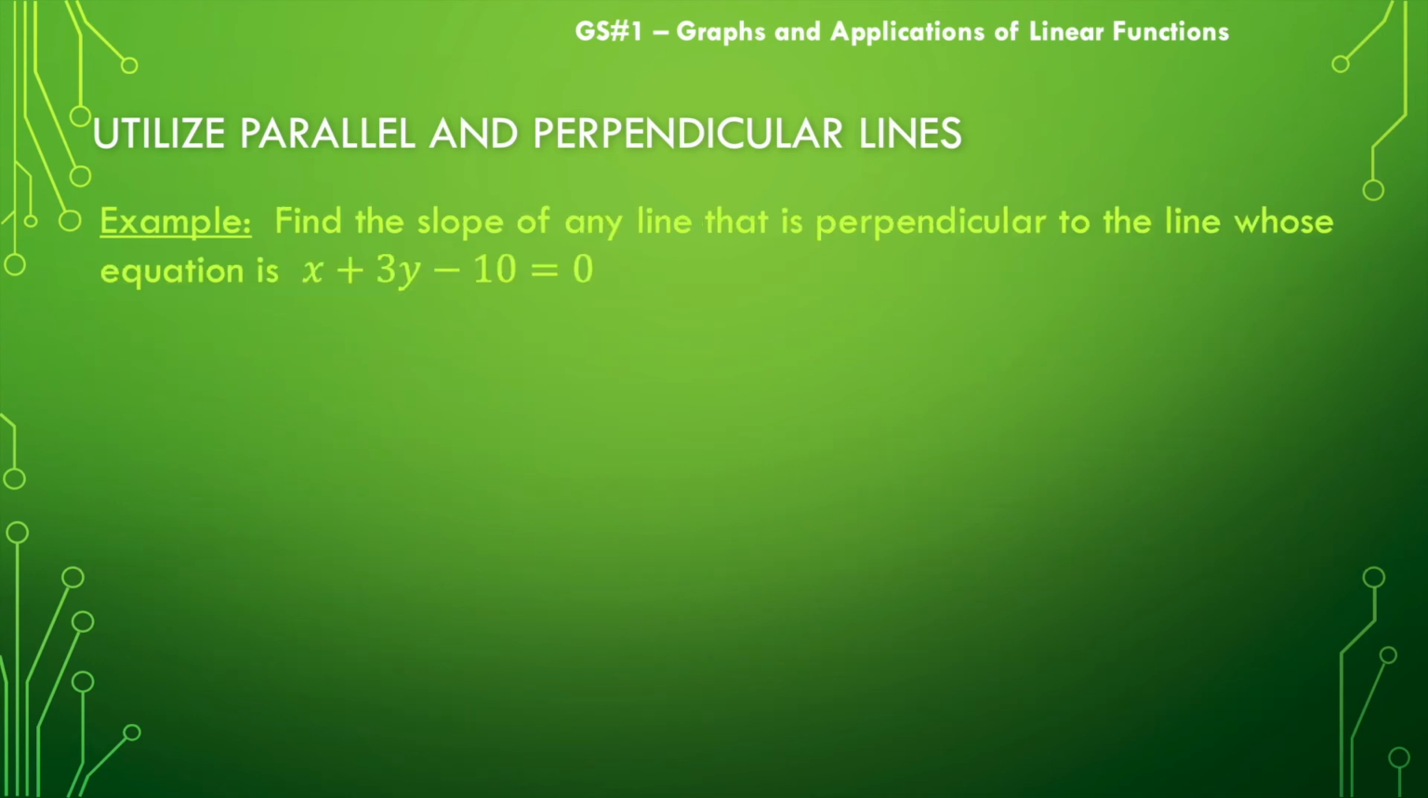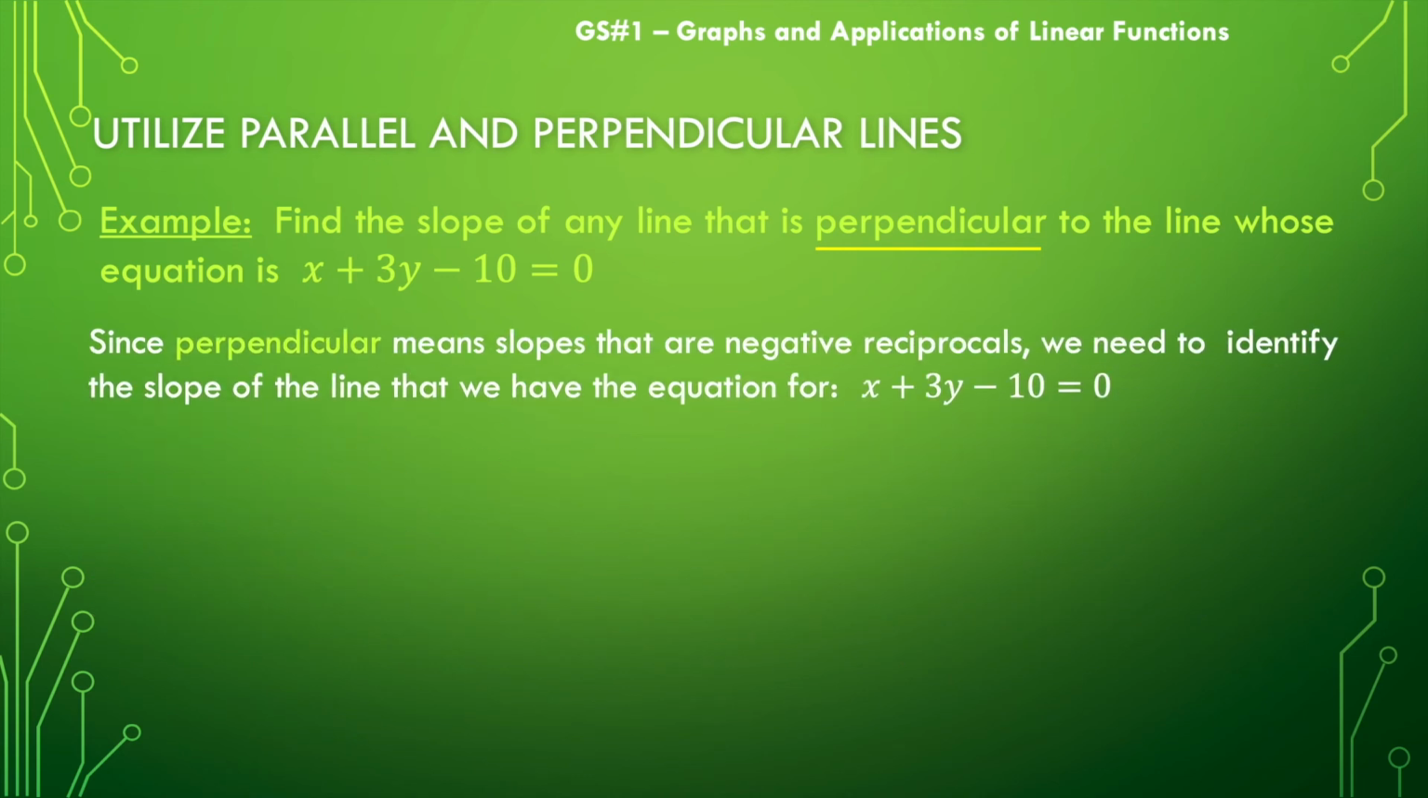All right, now we have one where we're going to deal with something that's perpendicular. Find the slope of any line that's perpendicular to the line whose equation is x plus 3y minus 10 is equal to 0. So we want to think about the fact that since perpendicular means that the slopes have negative reciprocals, we need to find the slope of the line that we're given. We need to find the slope of this thing.